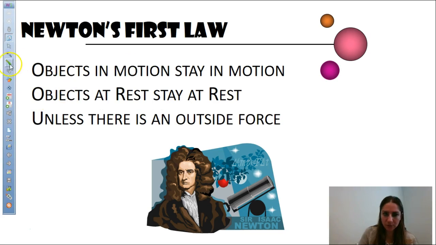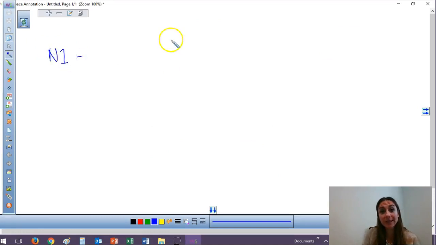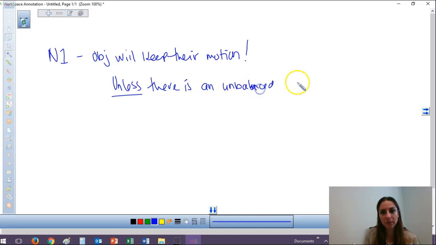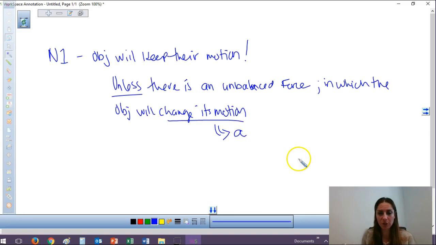So let's just take a look at this and dissect this a little more, like I said. So basically, Newton's first law of motion says that objects will keep their motion unless there is, and the key word here is an unbalanced force. Sorry about the spelling. Unless there's an unbalanced force, in which case the object will change its motion. And notice that anytime we change its motion, that's by definition acceleration.